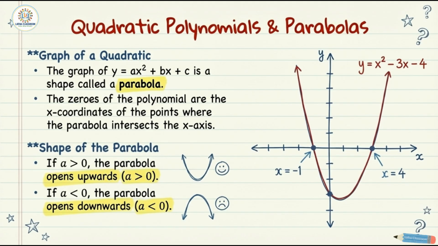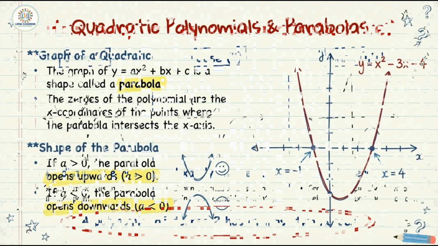Shape of the parabola. If a is greater than 0, the parabola opens upwards. You can see the diagram here. If a is less than 0, the parabola opens downwards. You can see the picture.